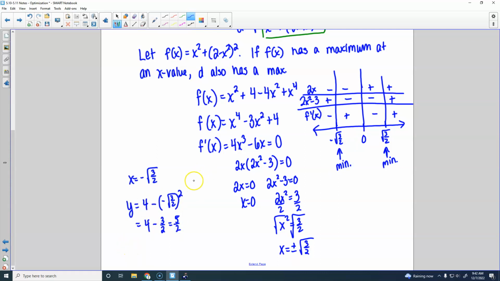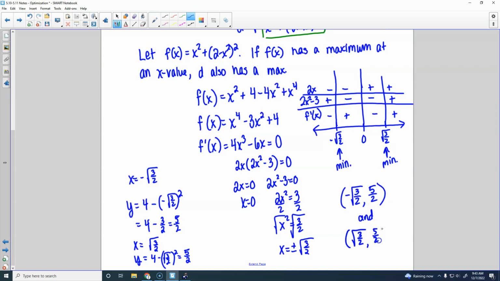And for x equals positive square root of 3 over 2, your y is going to be 4 minus square root of 3 over 2 squared, which is going to give you the same thing, 5 halves. So your points are going to be at negative square root of 3 over 2, 5 halves, and positive square root of 3 over 2, 5 halves. Those are your closest points.